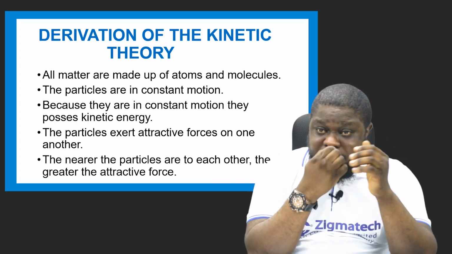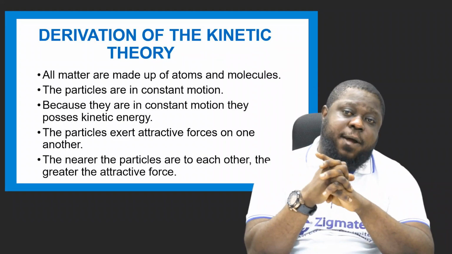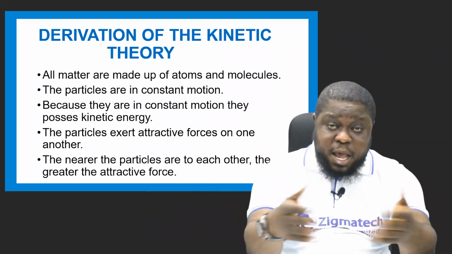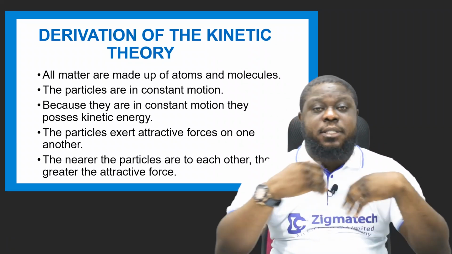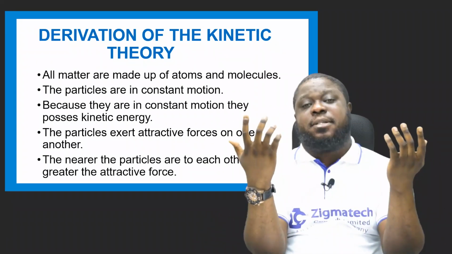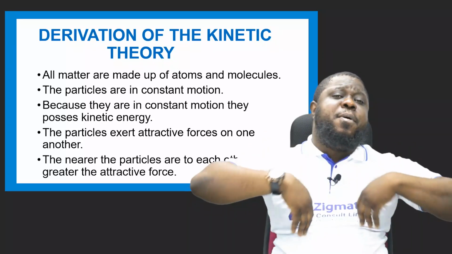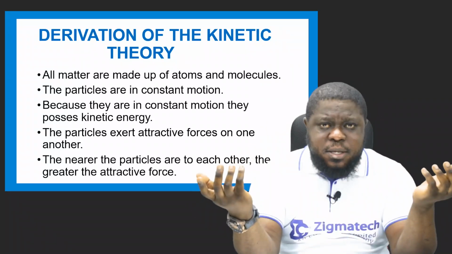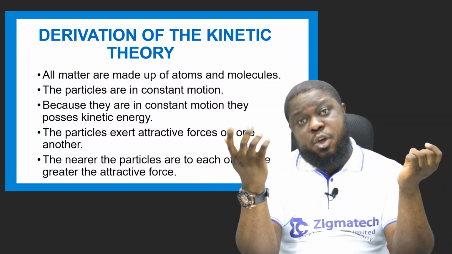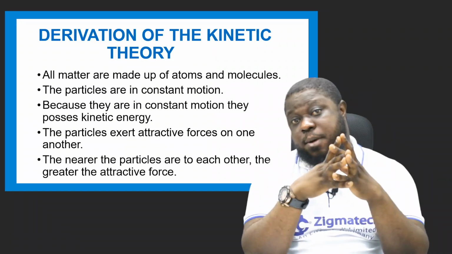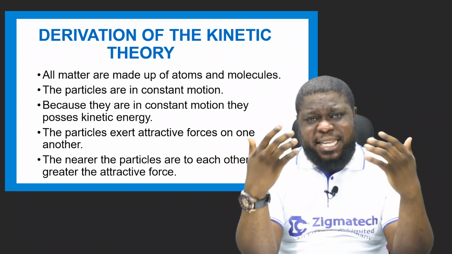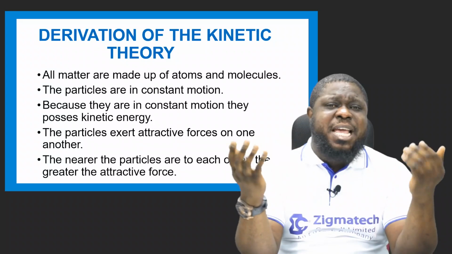Now the next one is the particles exert attractive forces on one another. As they move, they hit themselves. As they move, they hit, why? Because they are scattered. They move randomly. When you're moving constantly, you move randomly. So they move randomly. In essence, as they move randomly, they will definitely hit themselves.